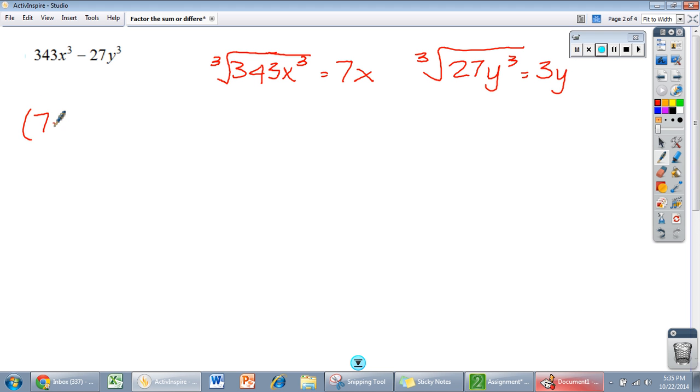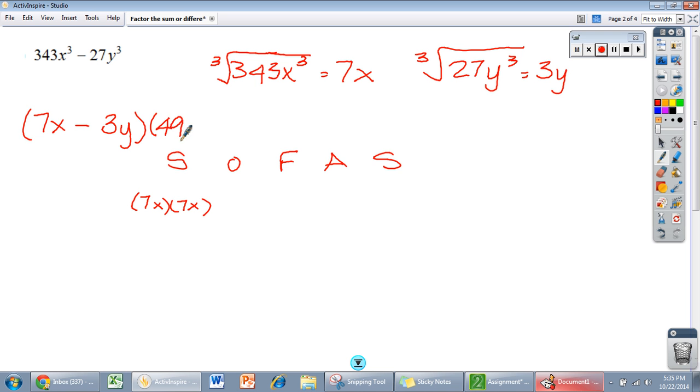Our first term is 7x, and the sign is going to remain the same. We're now going to spell out SOFAs. We're going to square the first term. So basically we're talking about 7x times 7x, 7x being multiplied by itself, squaring it. 7 times 7 is 49. X times x is x squared.